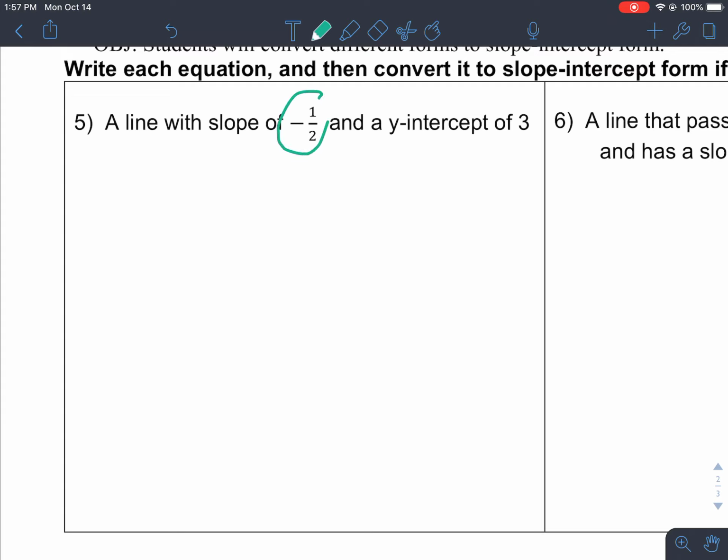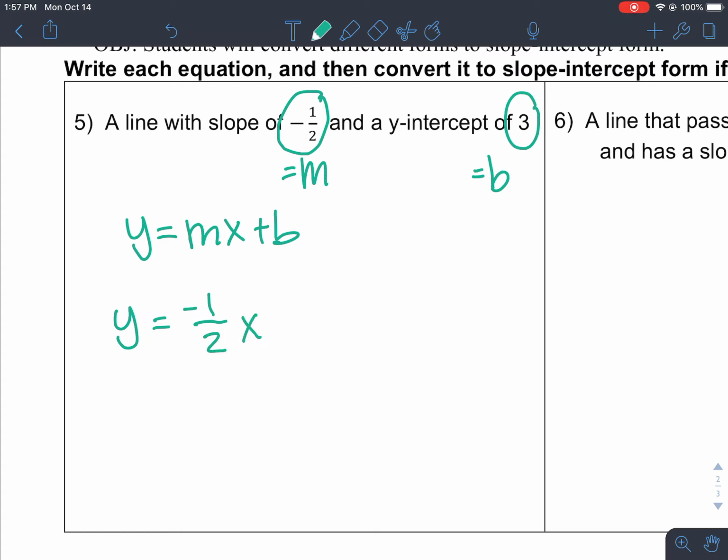So in an equation, I know that the slope is my m. And if I have a y-intercept of 3, I know that that is b. So I can go ahead and write this directly into slope-intercept form, because slope-intercept is y equals mx plus b. So just plug it in. Y equals -1/2 x plus 3. Okay, there wasn't any math to do to that one because it gave me all the information that I needed.